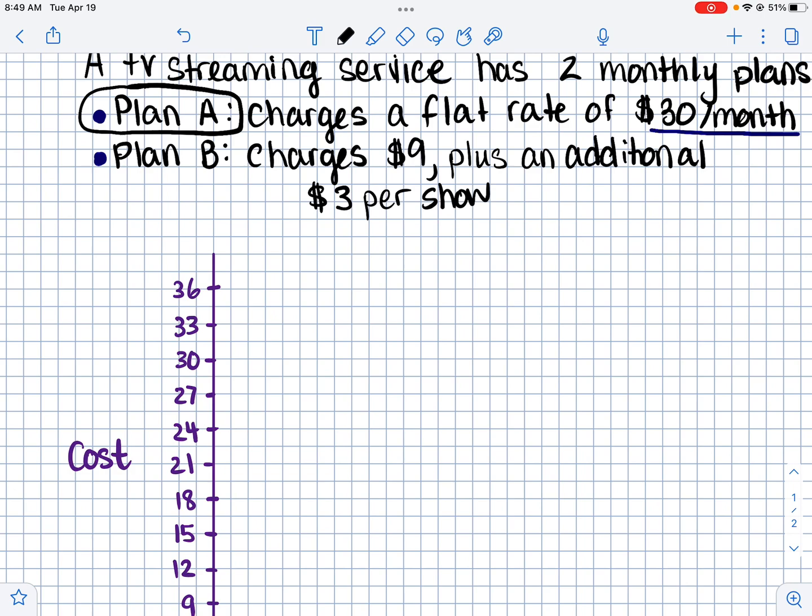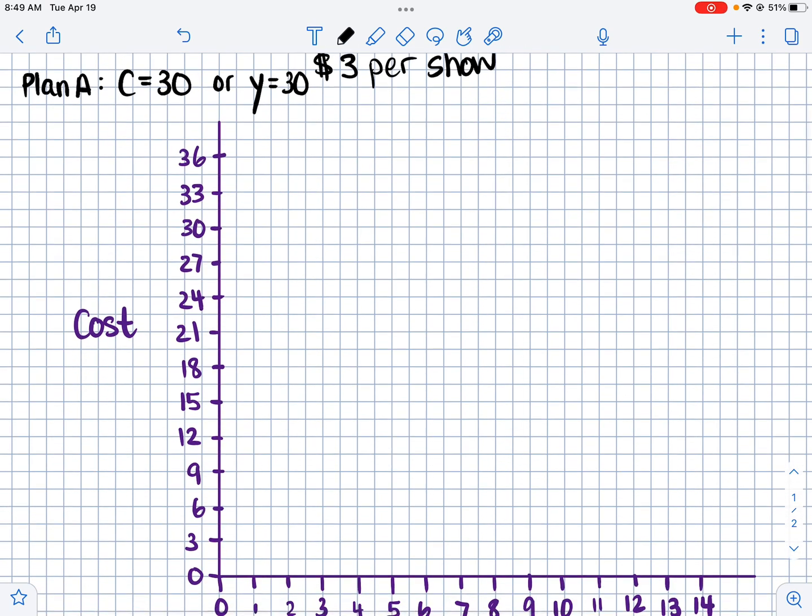If I wanted to make an equation for that info, the equation for plan A would be C equals 30, because the cost always equals 30. Or if you prefer y's and x's, you could say y equals 30. It's just 30 all the time. So when's the cost going to be 30? Forever. The cost is always 30 for this plan. So that's plan A.